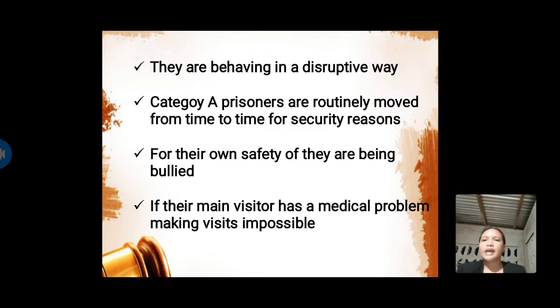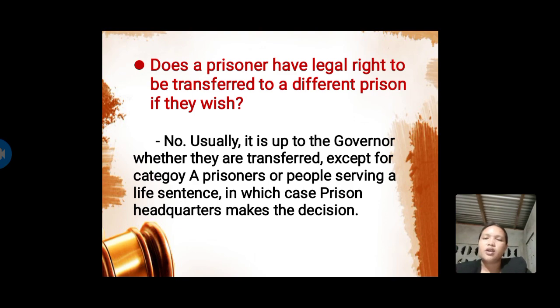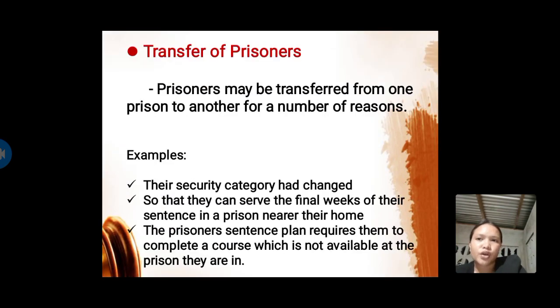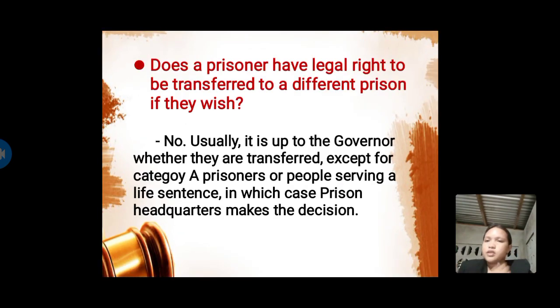The category A prisoners are routinely moved from time to time for security reasons. Next is for their own safety, if they are being bullied. And lastly, if their main visitor has a medical problem, making visits impossible. So those are the examples of reasons why prisoners are transferred to another jail or prison.